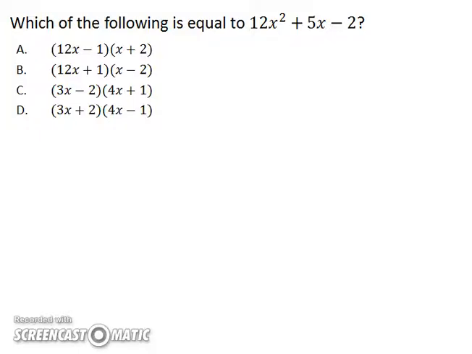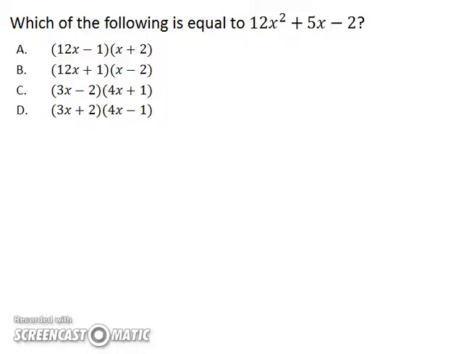This is a practice question from the No Calculator section of the new SAT that begins in March of 2016. I'm going to show you how to answer it. Which of the following is equal to 12x squared plus 5x minus 2?